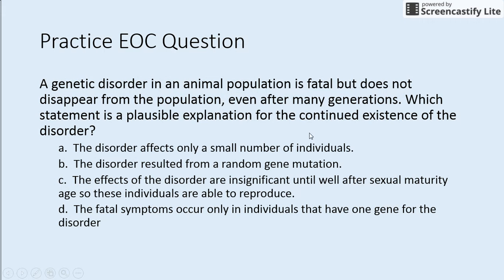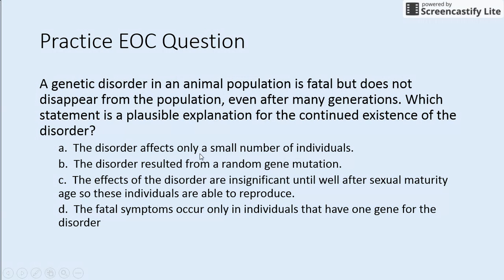All right, let's practice an EOC question with this. A genetic disorder in an animal population is fatal, all that means is deadly, but does not disappear from the population even after many generations. So even though it's deadly, it's not disappearing. People are still getting it. Which statement is an explanation for the continued existence of this disorder? So how could it still be showing up even though it's deadly? People die if they have it.